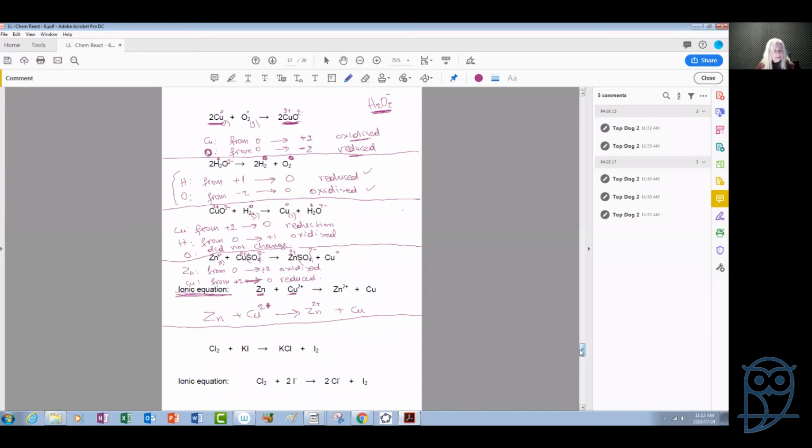Let's do something more complicated. Let me see what other reaction examples we have here.